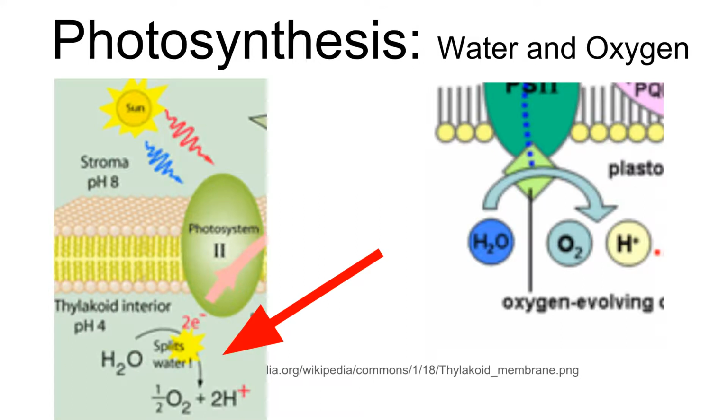So now let's look at individual things. Water and oxygen are involved with photosynthesis and with cellular respiration. In photosynthesis, water and oxygen are involved in the thylakoid membrane.